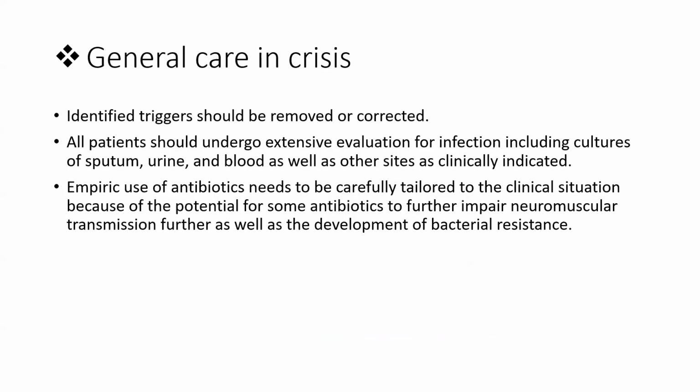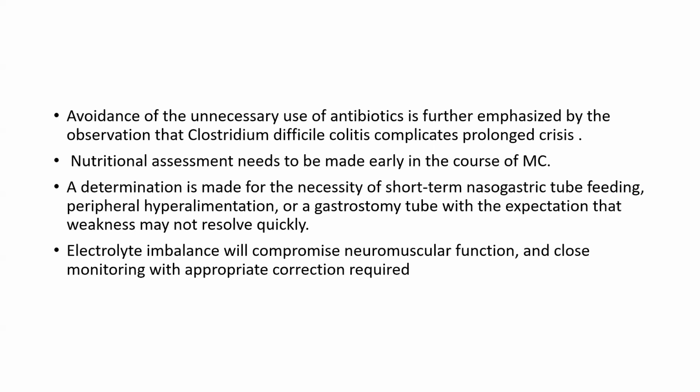General care in crisis. The identified trigger should be removed and corrected. All patients should undergo extensive evaluation for infection, including culture of the sputum, urine, and blood, as well as other sites as clinically indicated. Empiric use of antibiotics needs to be carefully tailored to the clinical situation because of the potential for some antibiotics to further impair neuromuscular transmission, as well as development of bacterial resistance.